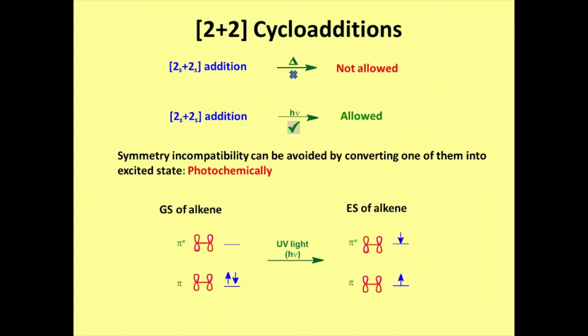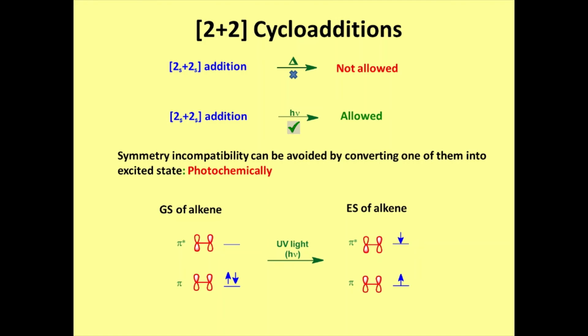Here, as you can see, under thermal conditions this 2+2 cycloaddition reaction is not allowed. However, under photochemical irradiation, we can access this 2+2 cycloaddition reaction. So by means of photochemical irradiation, the reaction which was not thermally allowed can be made possible, and this symmetry incompatibility can be avoided by converting one of the olefins, or the pi system, into the excited state, and that can be done photochemically.